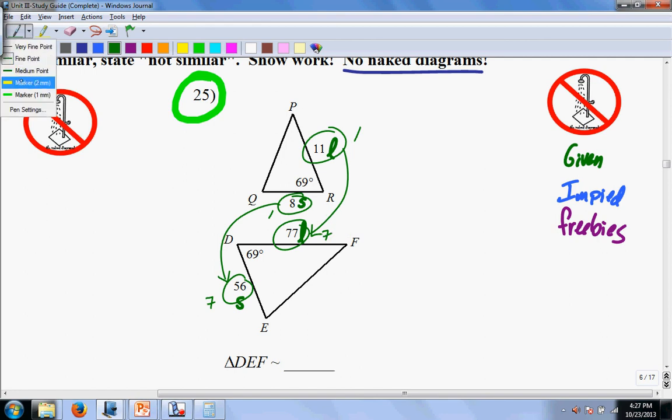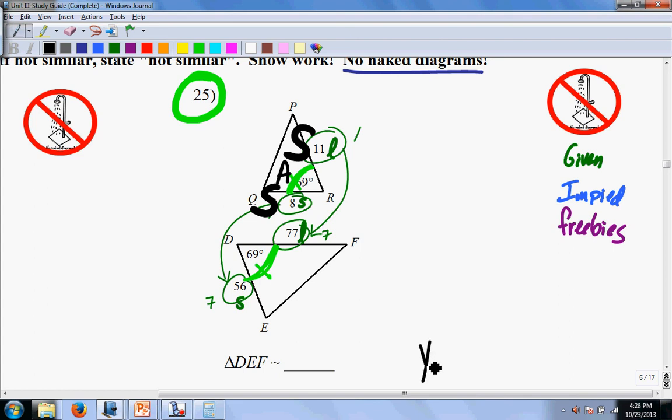So we see right off the bat, I have a pair of side ratios equal and another pair of side ratios equal. It's also given, here's a 69 squeezed between the sides, and here's a 69 squeezed between the sides. They're equal, which means I have a pair of angles. So I see right now, yes, they're similar, so I'm just going to write yes. I'm going to say it's by side angle side similarity.